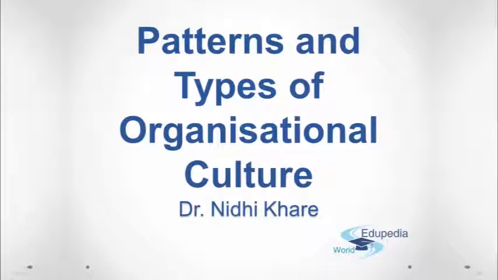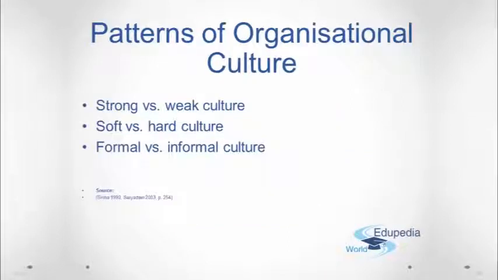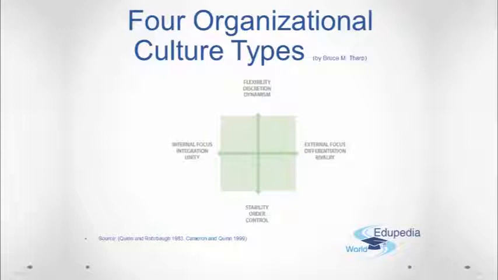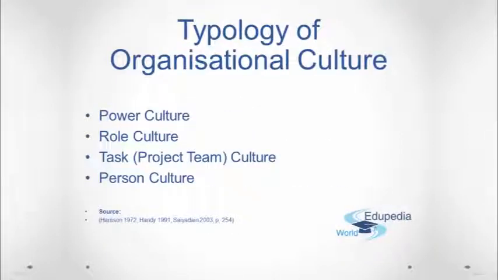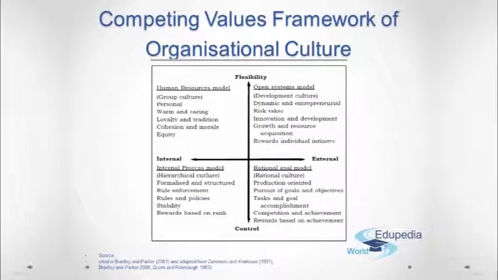In this series, I've already taken up patterns of organizational culture and two models which explain the types of organizational culture. One model is by Bruce M. Tharp and the other has these four typologies: power culture, role culture, task culture, and person culture. Now today I am going to discuss another model. This is as cited in Bradley and Parker 2001 and adapted from Zemuto and Krakower 1991.